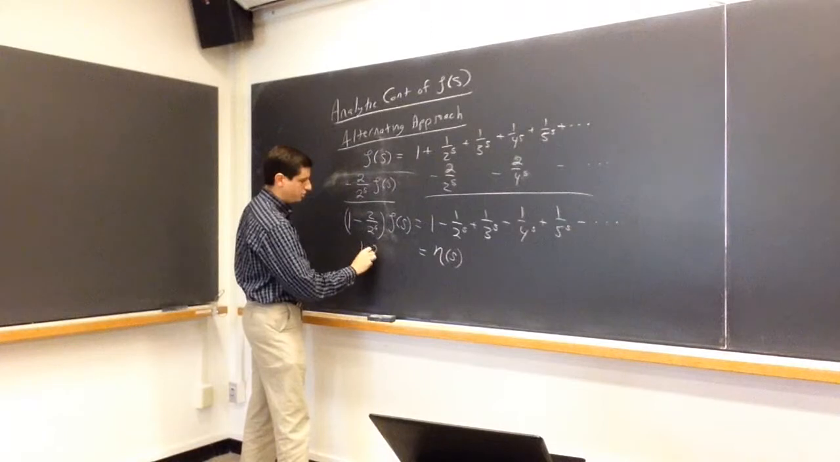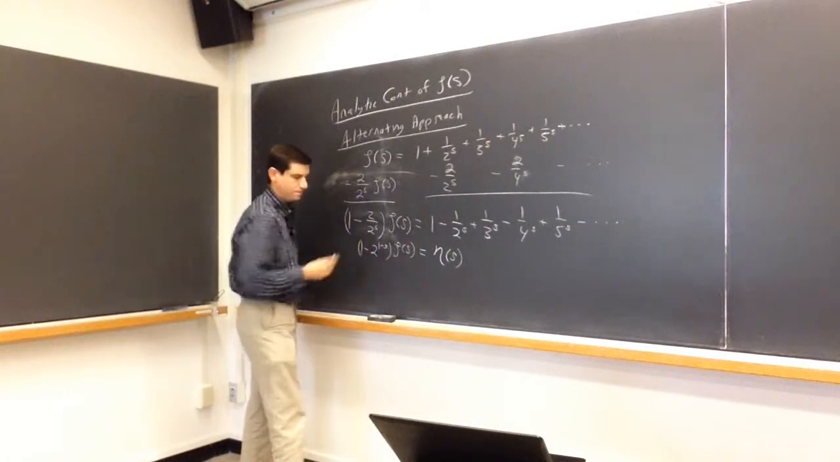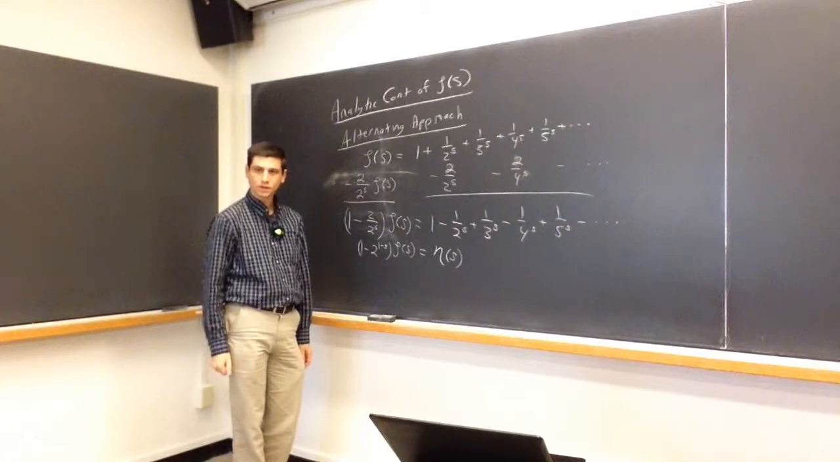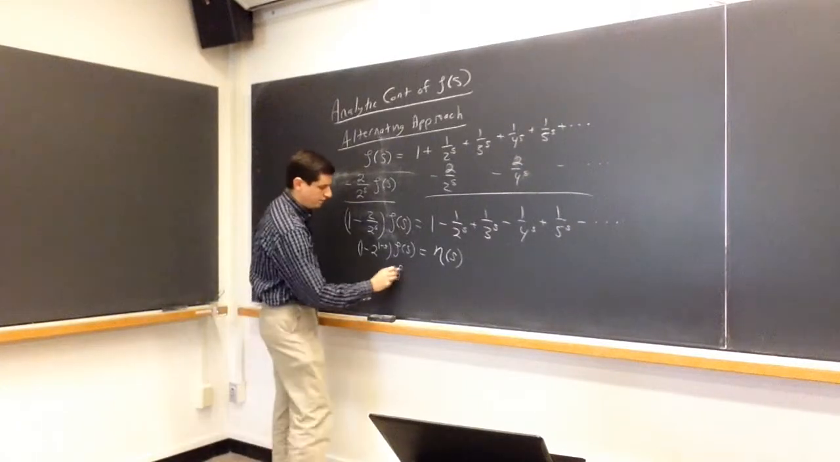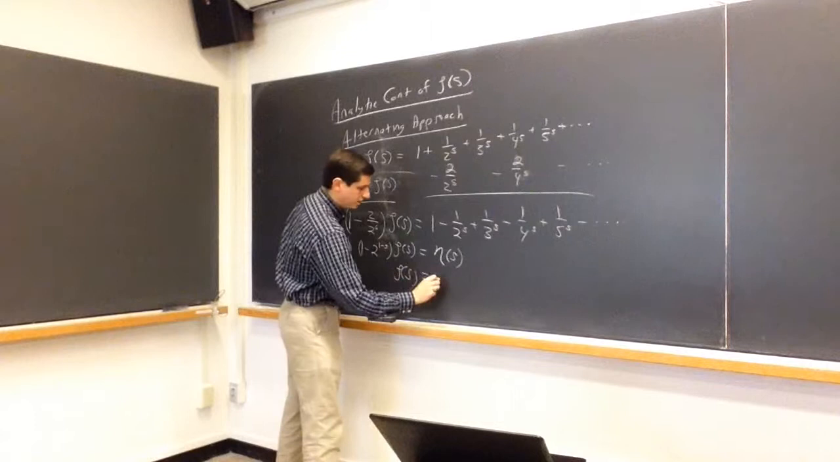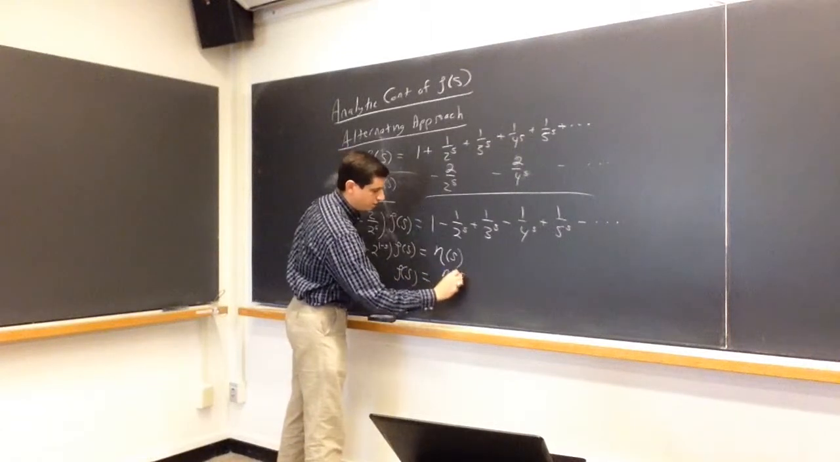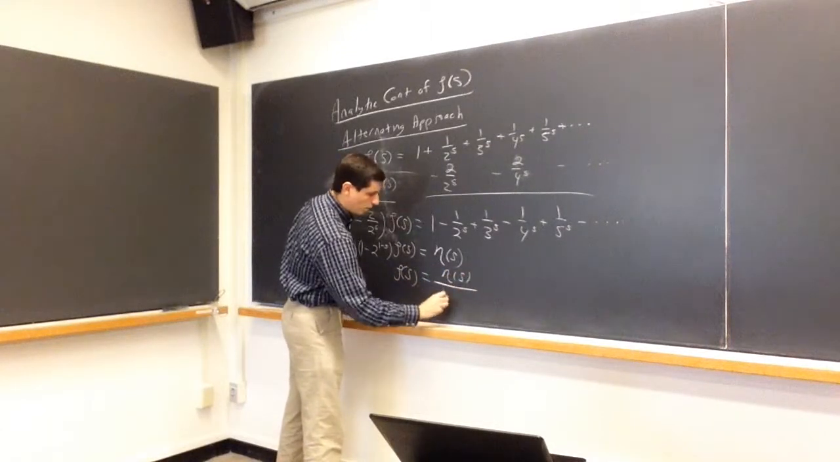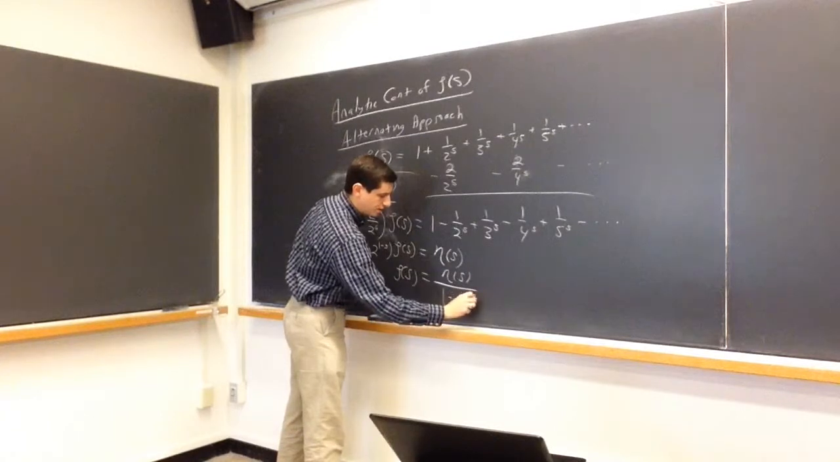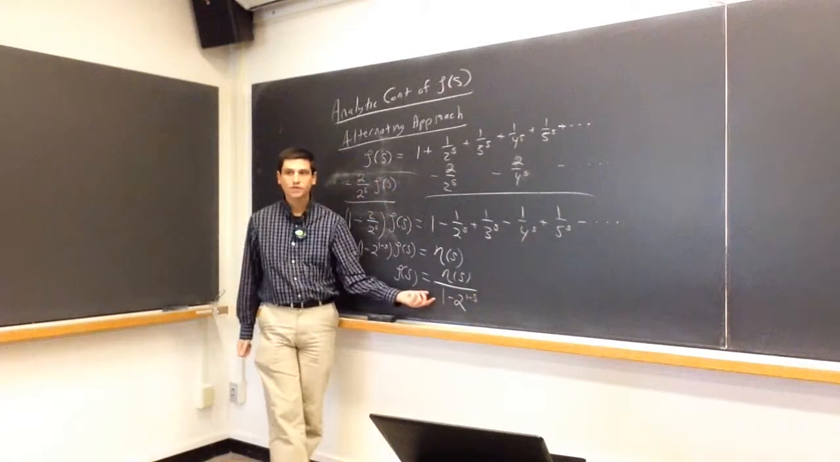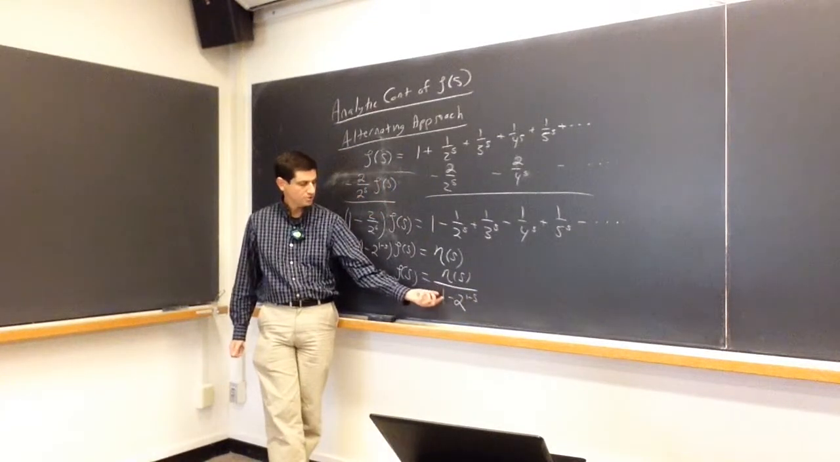So 1 minus 2 to the 1 minus s, times zeta of s, equals eta of s. Or, if you can do division, zeta of s is eta of s divided by 1 minus 2 to the 1 minus s. So we've got to be careful. When are we not allowed to divide?